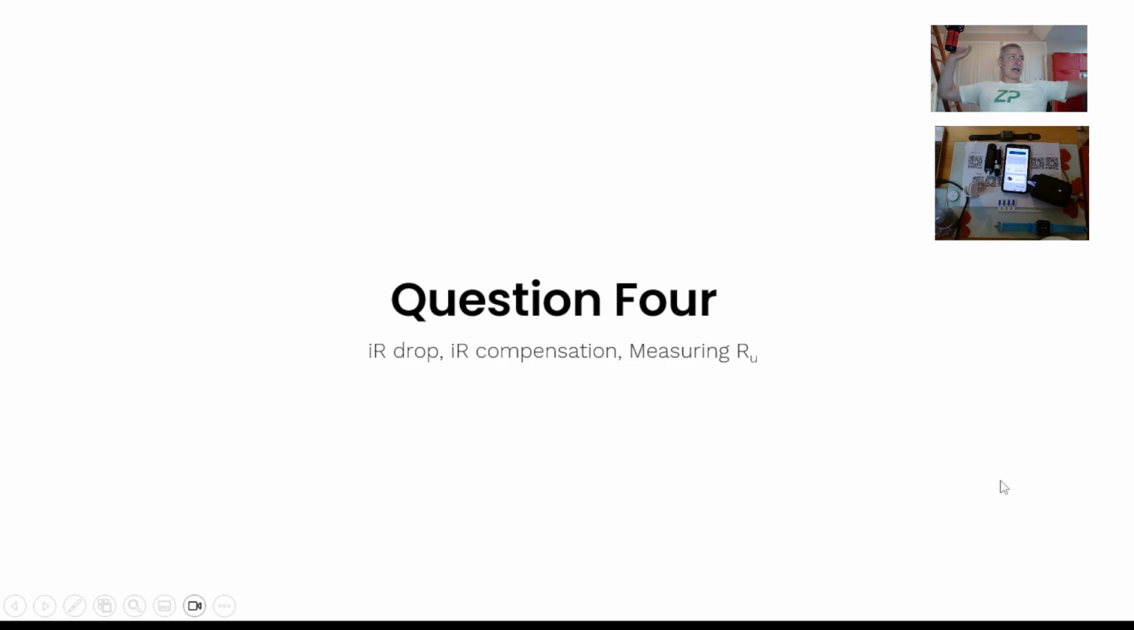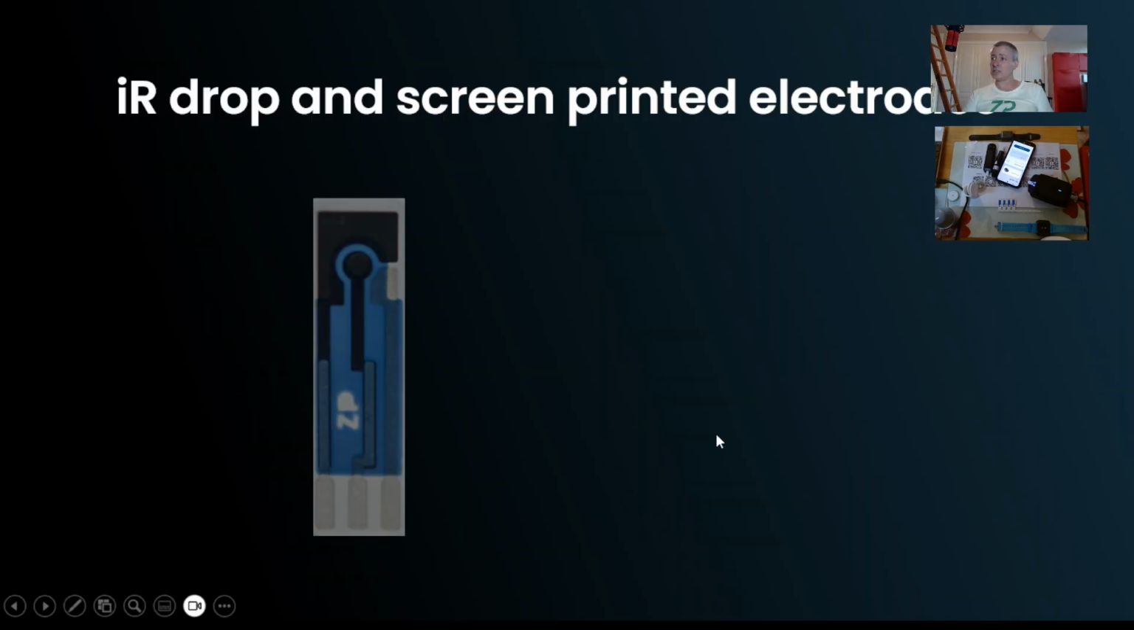This last one is, I get a lot of inquiries about screen printed electrodes. I like screen printed electrodes. We do manufacture them, and I think we do quite a good job of screen printed electrodes. But I do get sent some distorted data, and people think that it's sometimes IR drop. So I'm going to talk about IR drop, and why I think screen printed electrode data can sometimes be quite distorted.